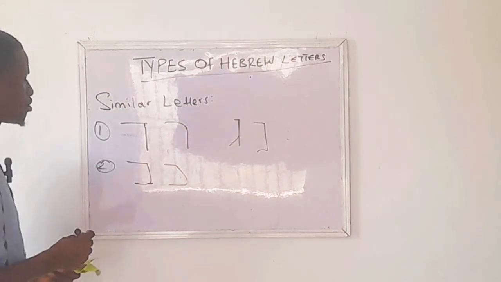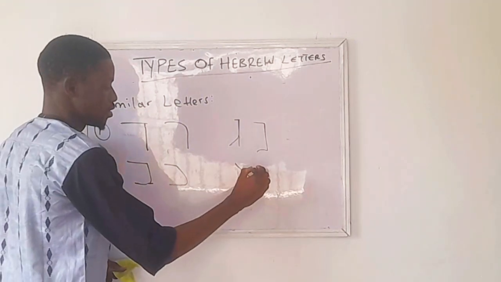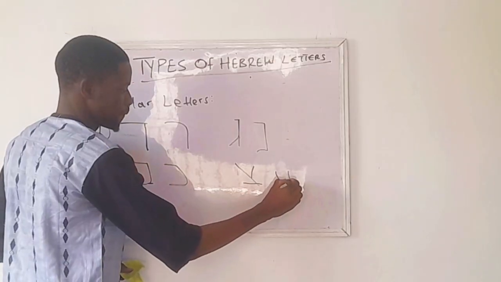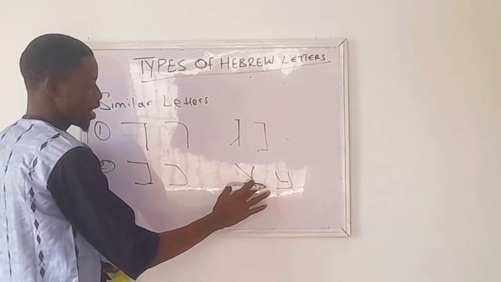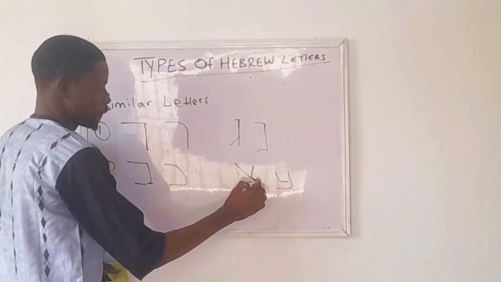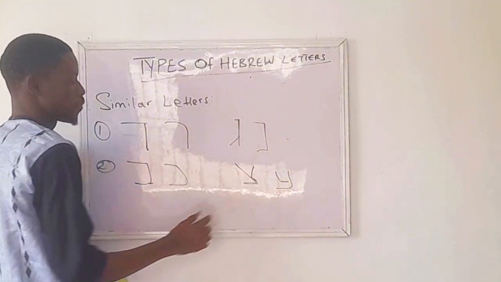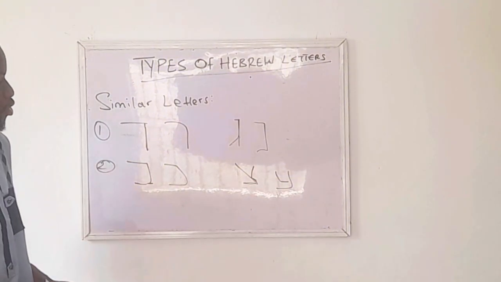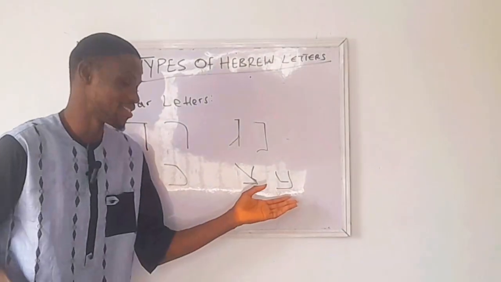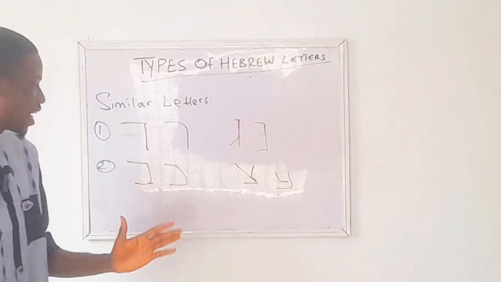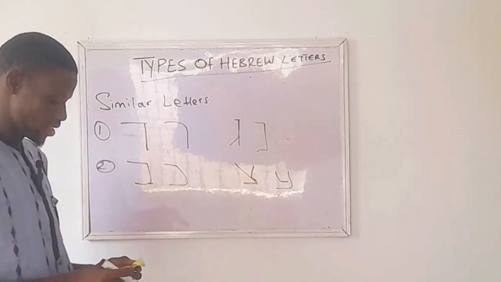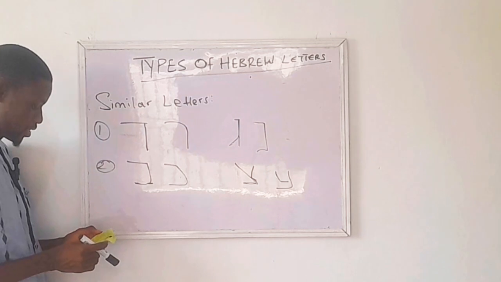Your Tsade and Ayin too look alike. Tsade and Ayin, they look alike. Don't mistake them. This one has sound. This one does not have sound. Don't mistake them. They look alike, but they are not the same. Tsade is not Ayin. Tsade is not Ayin.